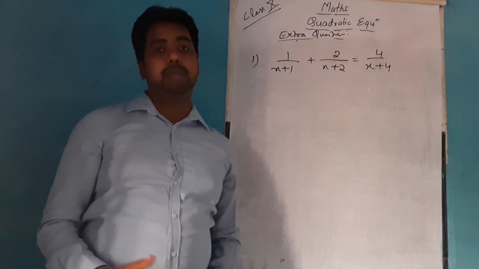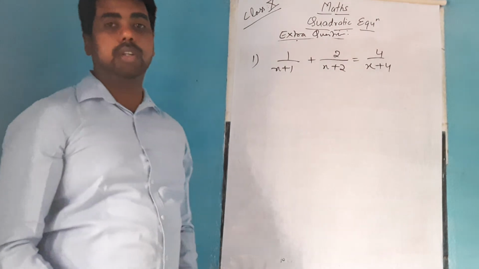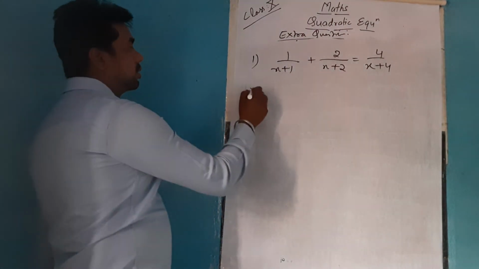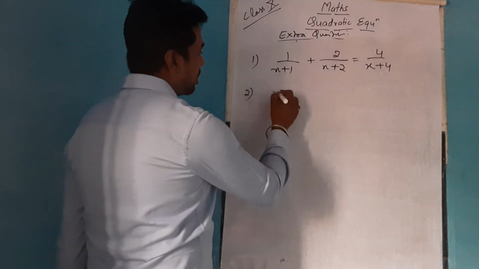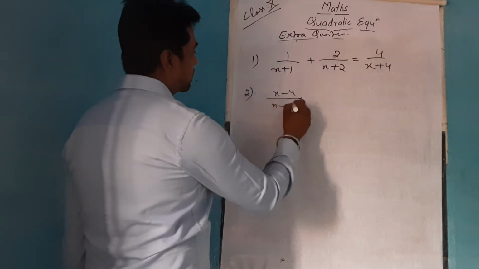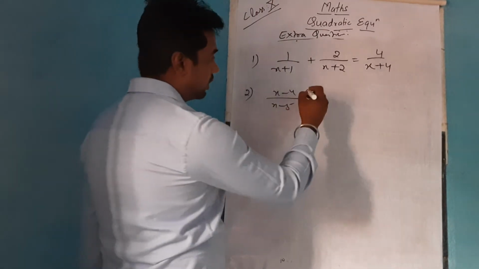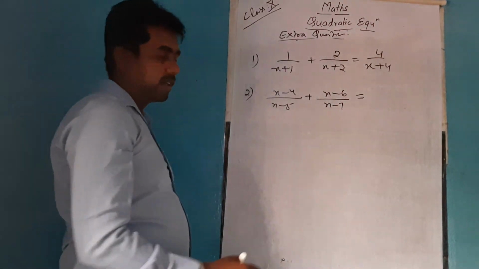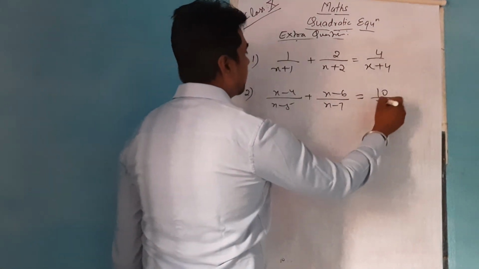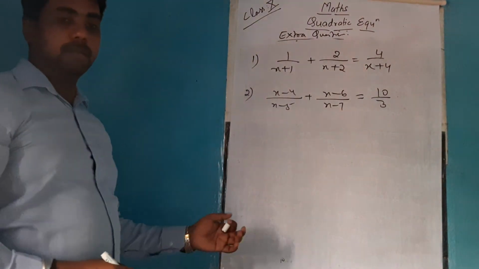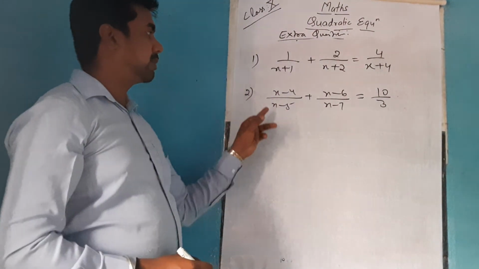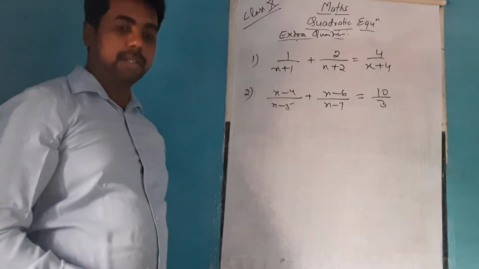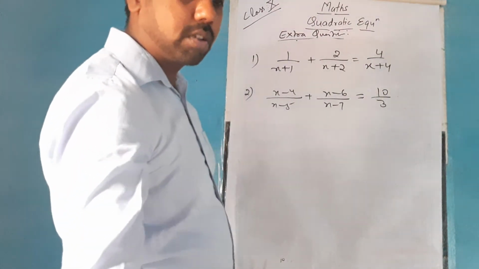You have to take the LCM and then you have to proceed as I have shown you in the first question. So second is now x minus 4 upon x minus 5 plus x minus 6 upon x minus 7 equals to 10 by 3. Here also you need to take the LCM and continue.